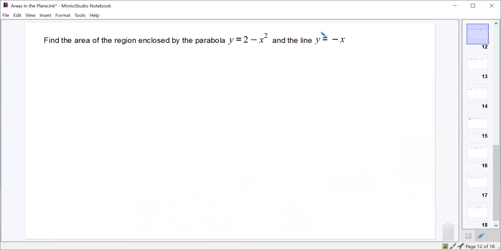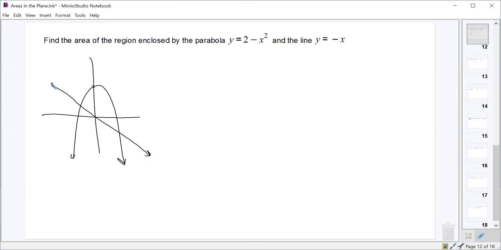It doesn't give us limits of integration, which means that there must be some finite amount of space in between these. There must be actually some geometric shape enclosed between the two of these. So let's graph it and see what we look at. 2 minus x squared is just this, and y equals -x is just this. And so what we're looking at then is the area of the region between them. We want to know what is that area.